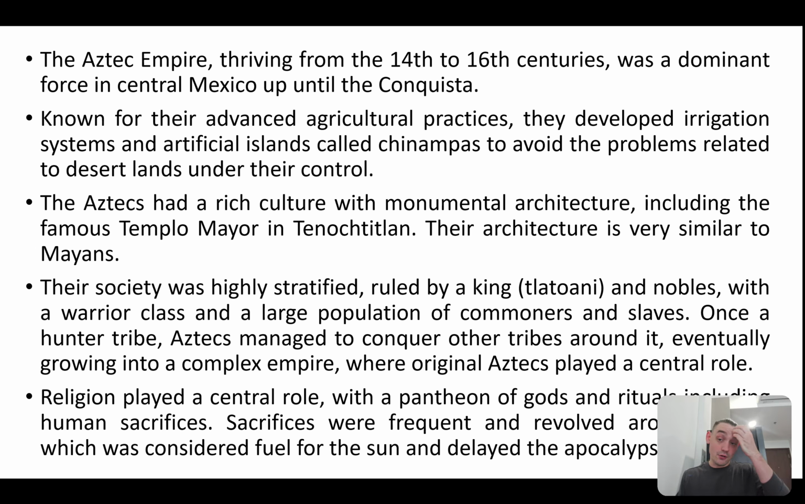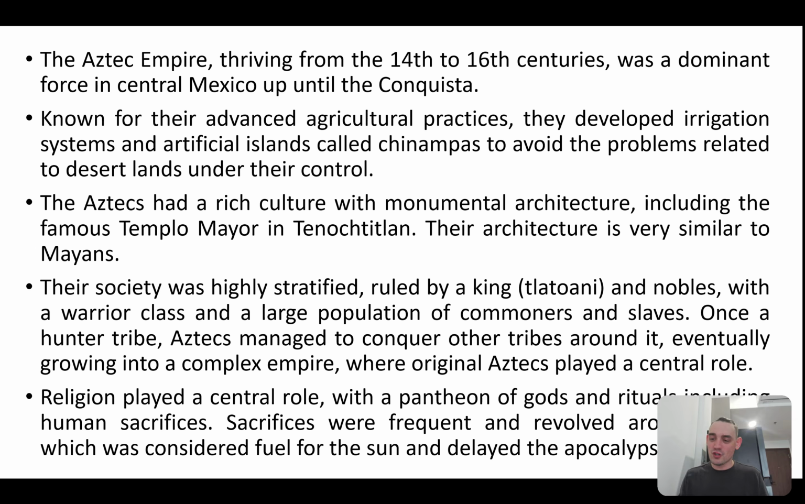Known for their advanced agricultural practices, they developed irrigation systems and artificial islands called chinampas to avoid the problems related to desert lands under their control, because literally the territories that they occupied are mostly deserts, right? Again, you've seen the picture of the city. That city is located upon a lake, right? So it's a set of artificial islands. You know, hundreds of years before Dubai did it, the Aztecs had done it as well.